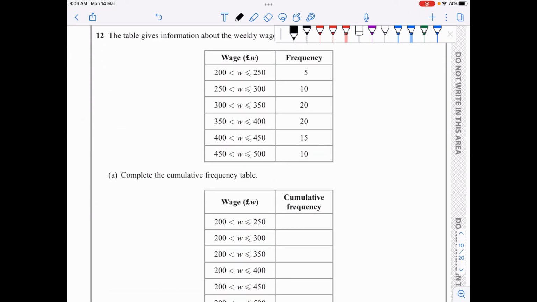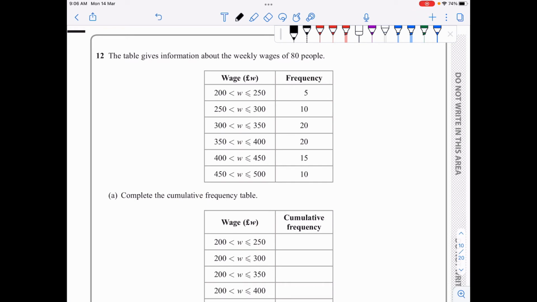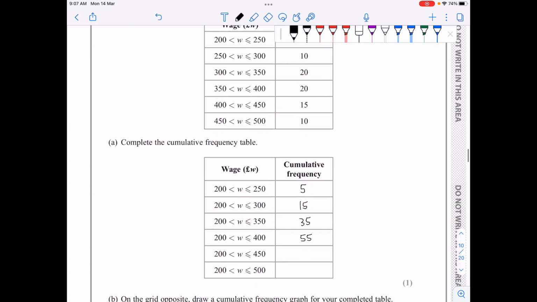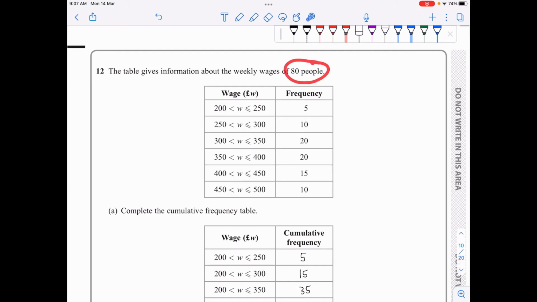In 12, it's the weekly wages of 80 people, and I need to complete the cumulative frequency table. So I'm adding up, so 5 between 200 and 250, and then between 300, it's these two numbers together, so it's 15. 15 plus 20 will be 35, plus 20, it's going to be 55, plus 15, it's going to be 70, plus 10, it's going to be 80. A check would be that your last entry in the cumulative frequency column should be giving you the total number of people, which was given to be 80.